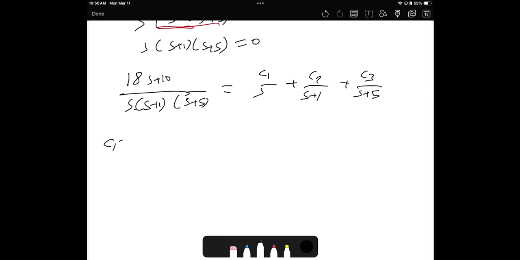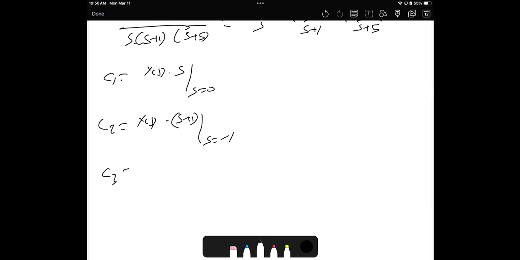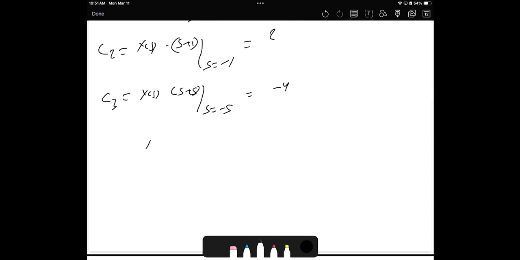Basically, c1 will be Y of s times s, substituting s equal to 0. c2 will be Y of s times s plus 1, substituting s equal to negative 1. c3 will be Y of s times s plus 5, substituting s equal to negative 5. This yields the answers 2, 2, and negative 4. You can substitute this at home, so it will be 2 over s plus 2 over s plus 1 plus negative 4 over s plus 5.